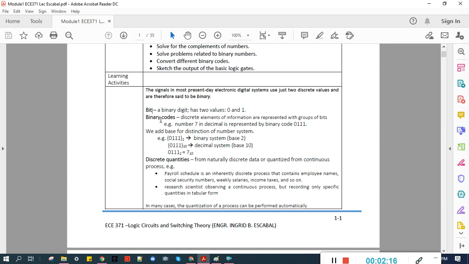Binary codes are discrete elements of information represented with groups of bits. For example, number 7 in decimal is represented by binary code 0111. So it is a representation of something by just the grouping of bits.